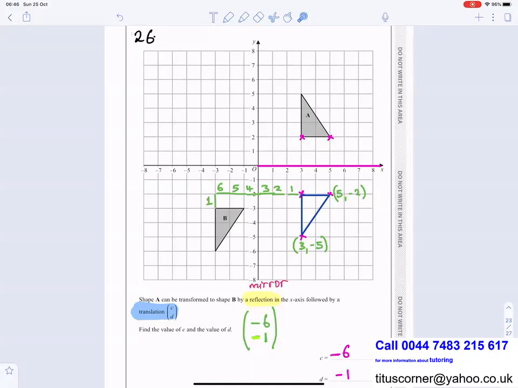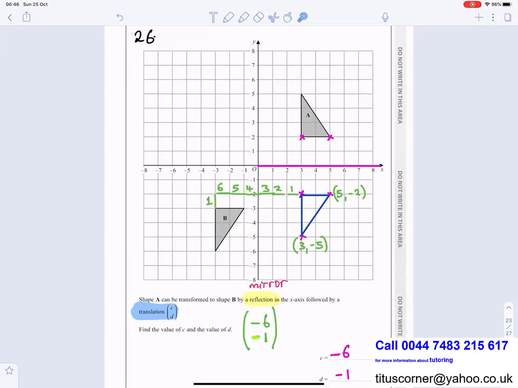Question number 26. Shape A can be transformed to shape B by a reflection in the x-axis followed by a translation (C, D). Find the value of C and the value of D. There is shape A inside the first quadrant. Shape B is inside the third quadrant. So 1, 2, 3, 4.